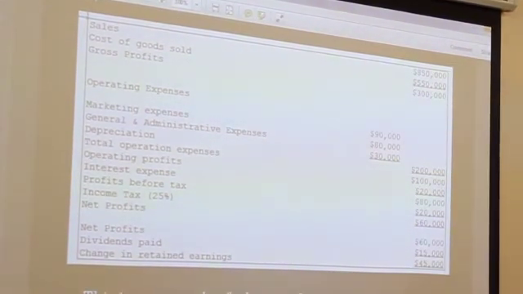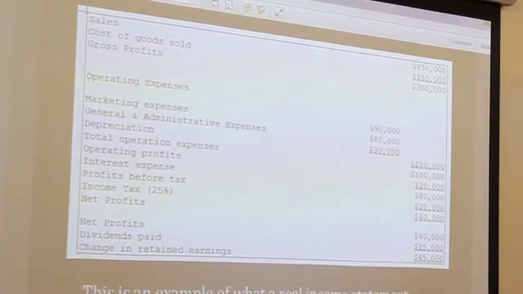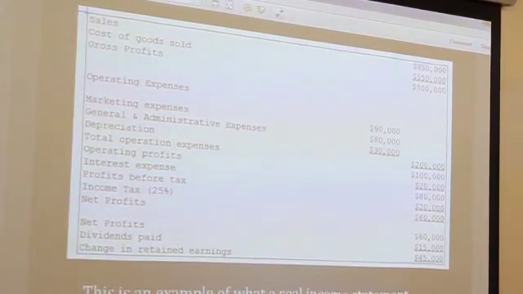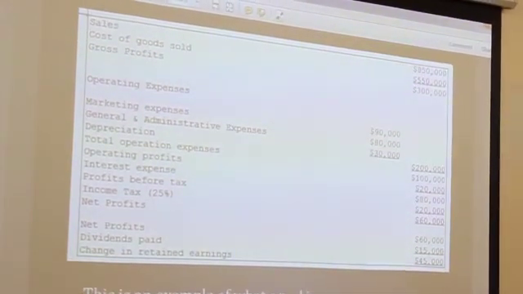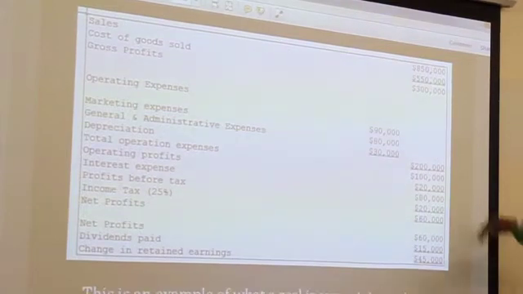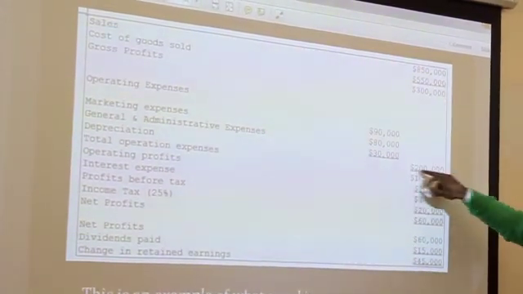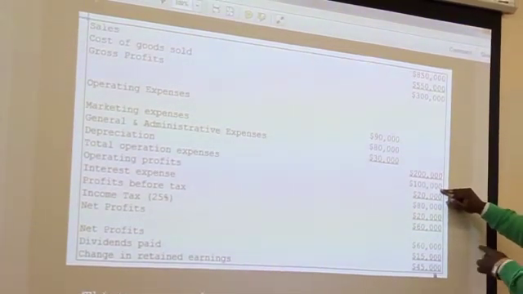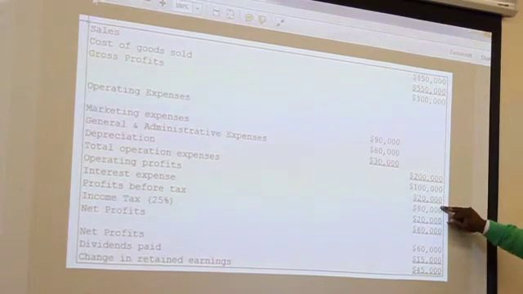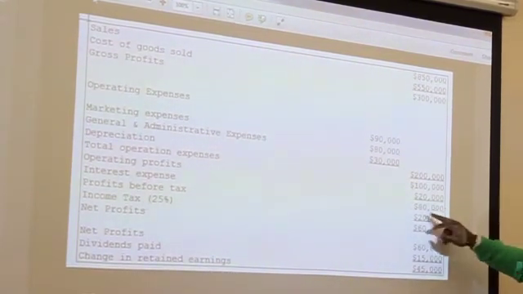So if we have operating profits of $100,000, but our interest expense is $20,000, profits before tax is $80,000. Once again, we're coming from $300,000. $300,000 minus $200,000 gave us $100,000. Now we're subtracting the interest expense, the cost on that loan, which was $20,000. So you look at it, profits before tax is $80,000.